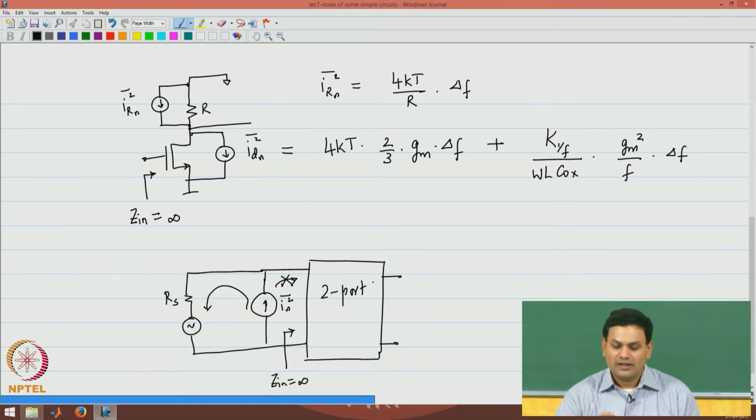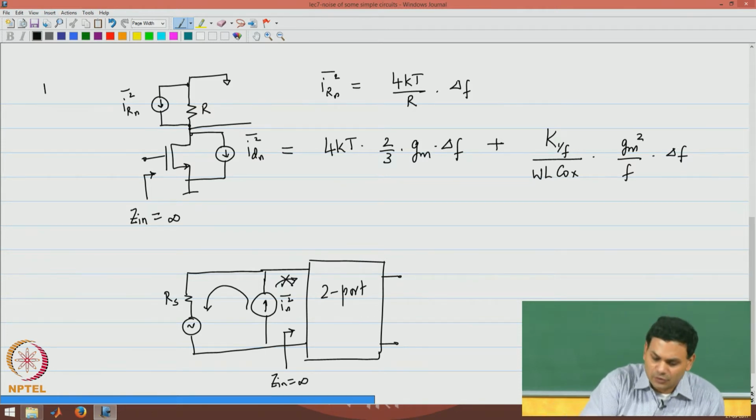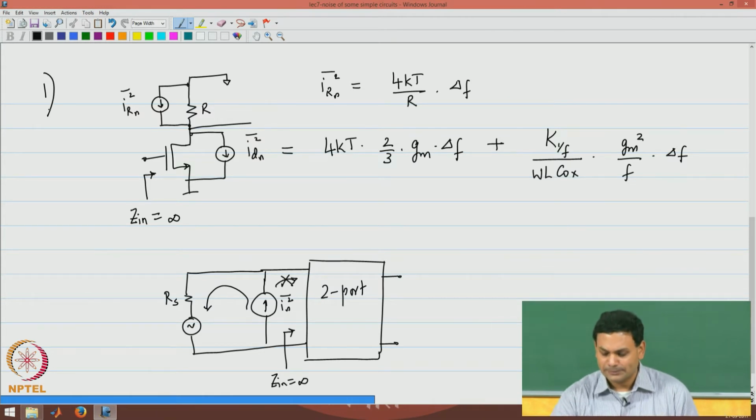Therefore, for circuits that have infinite input impedances, the input referred noise current source is 0. We will not worry about it. We are only interested in the input referred noise voltage source, in other words En squared or Vn squared. So for this circuit, the common source amplifier, we are going to calculate this input referred noise. So this is the first circuit that we are looking at.